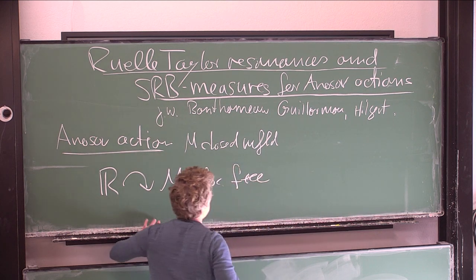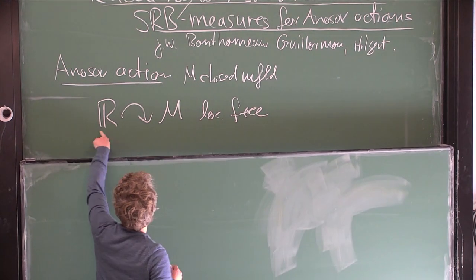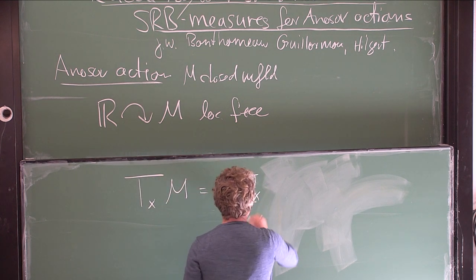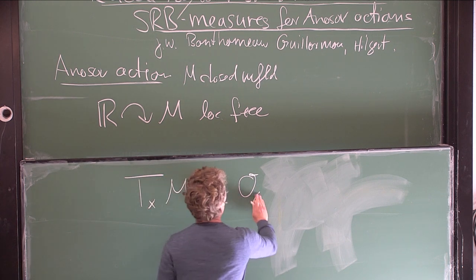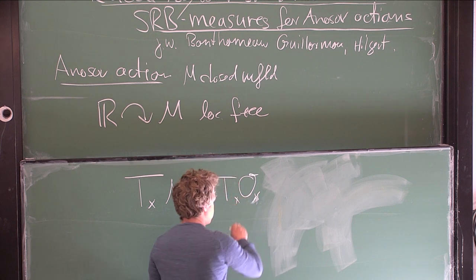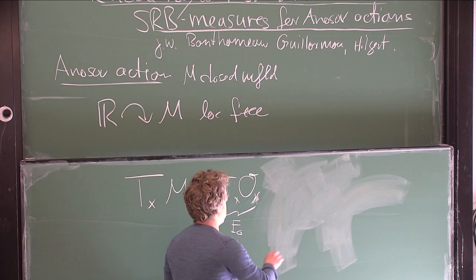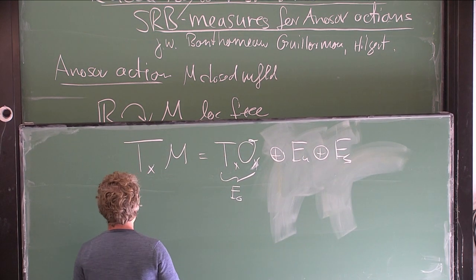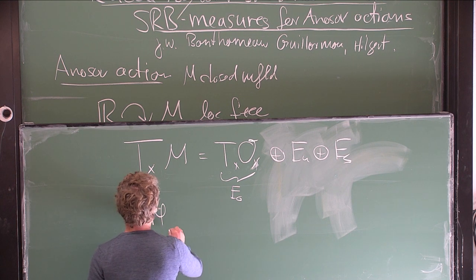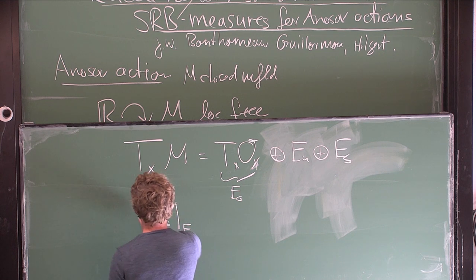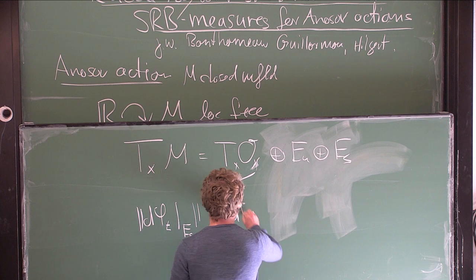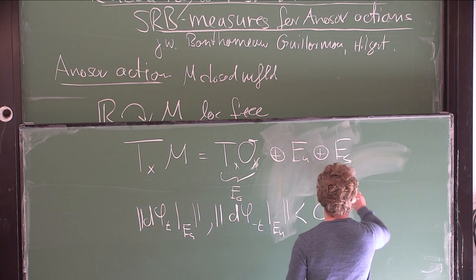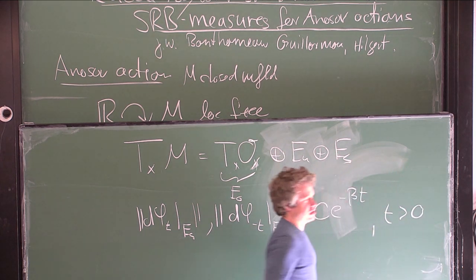locally free. And if I have such an action of R, which is my time, then the tangent space at a point, on the one side I have the orbit of the flow through this point. And if I take the tangent space tangent to the orbit, then this becomes the neutral direction of the flow. And then transversally, I have an unstable and stable direction. And I have the famous condition that if I take d phi t restricted to the stable direction and its operator norm, or d phi minus t restricted to the unstable direction, then this is smaller or equal to c e^(-beta t) for t larger than 0.